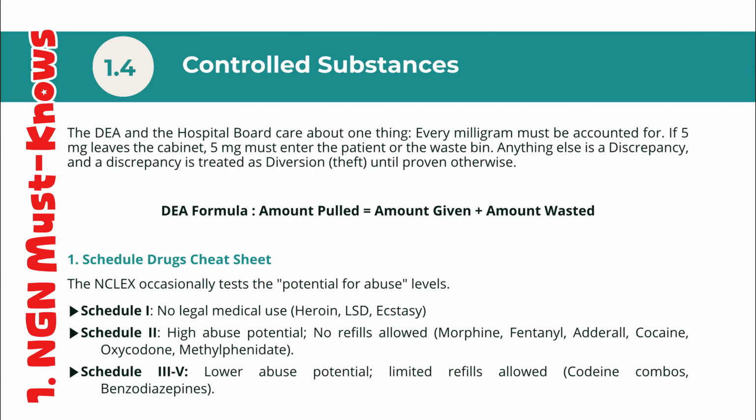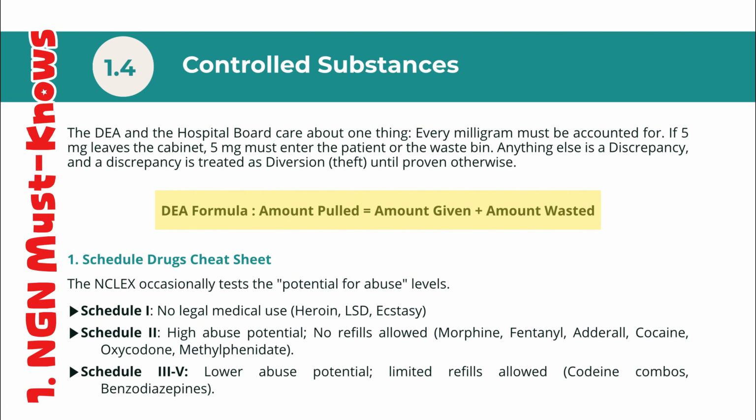The DEA and the hospital board care about exactly one thing. Every milligram has to be accounted for. If 5 milligrams leaves the cabinet, 5 milligrams has to enter either the patient or the waste bin. Anything else is a discrepancy. Treat it as diversion until proven otherwise. The formula: amount pulled equals amount given plus amount wasted.